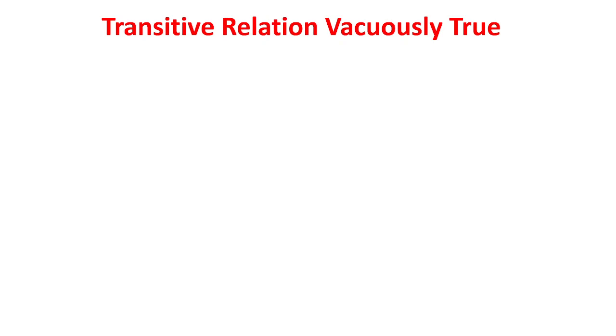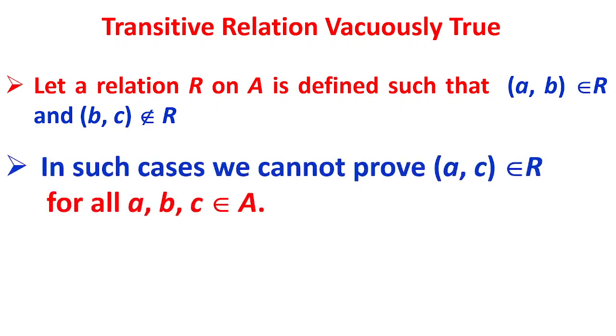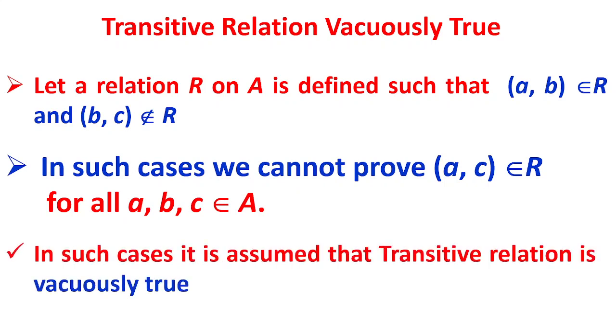Okay, well. We are moving on to the transitive relation which is vacuously true. It is very, very important. This one you have to note down. Let a relation R on A be defined such that A comma B is in R, but B comma C is not in R. Be careful. If you are checking whether A comma B belongs to R, you are seeing it, but B comma C you are not able to identify in the given relation, then we cannot prove A comma C belongs to R. That is why in such cases, it is assumed that the transitive relation is true.